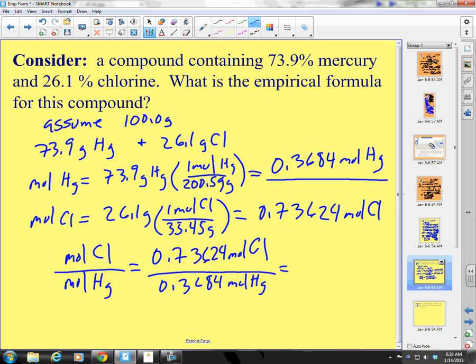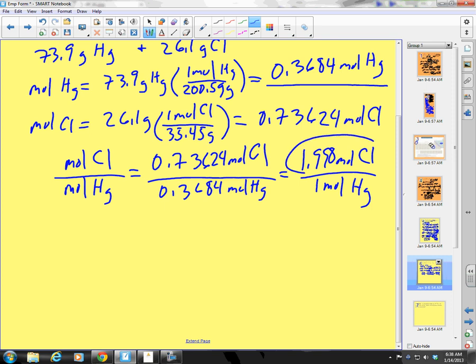Good. Let's do the numbers. Divide by 0.3684, and I get 1.998 moles of chlorine per 1 mole of mercury. Good. Is this close enough to round to 2? The answer is yes. So I can round that to 2 moles of chlorine to 1 mole of mercury. Now, why do I need to round that? Because I need to have a whole number, right? So that means my ratio is 2 to 1.